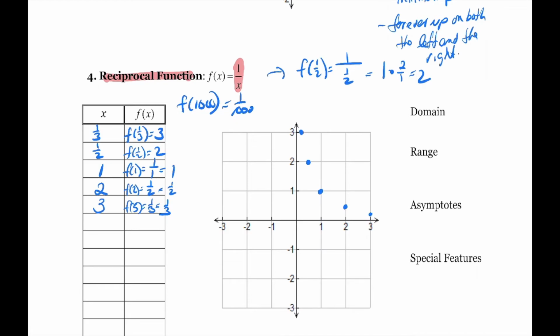So what this graph looks like on this end is that it keeps going and going. It's really, really close to 0 as x gets big, but we'll never touch it. So that's why this line kind of flattens out that way.